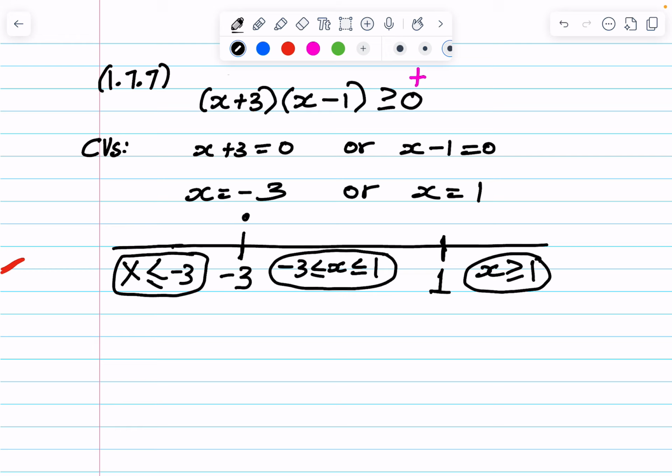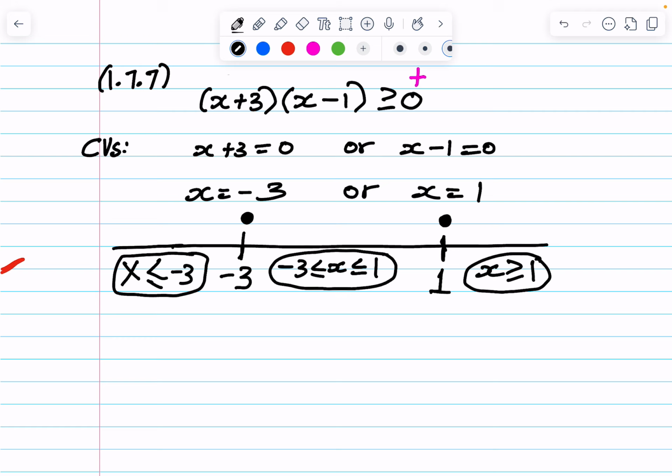But we know that we're going to have closed dots here, right? Why? Because the inequality has an or equal sign. If it has this, it's closed dots. If it was just this, it's an open dot, basically, not closed. All right. So now, ladies and gents, we are going to test our regions.